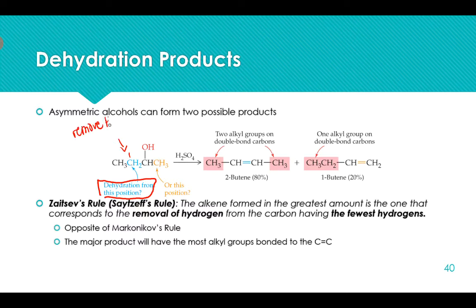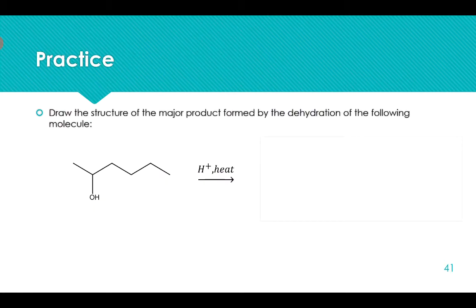Remove H from C with least H's already. So now we form this double bond, and you can see that that was our major product. 80% of the molecules that really formed were this one, and only 20% were this one. So that's Zaitsev's rule. Here's a practice problem for you.